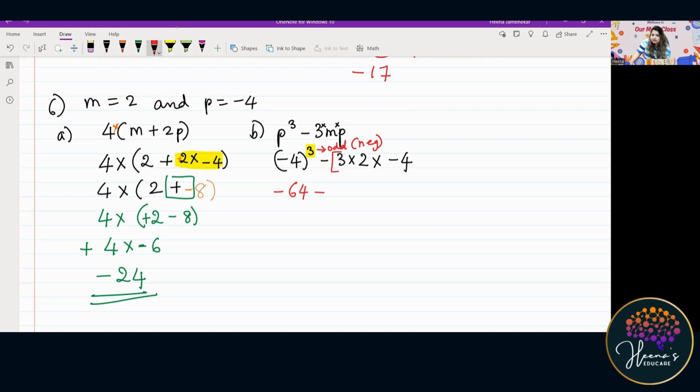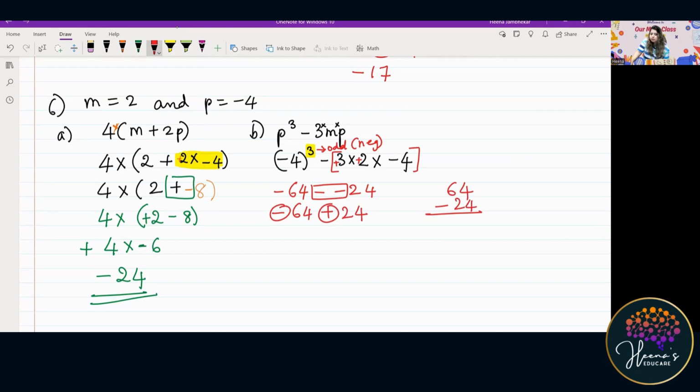Now, let us look at this. 4 twos are 8, and 8 threes are 24, right? So positive into positive gives you a positive, and positive into a negative will give you a negative. So I will write a negative here. Minus 64, consecutive signs, add, and then you will write a 24. Different signs, what will you do? Subtract. So 64 minus 24.